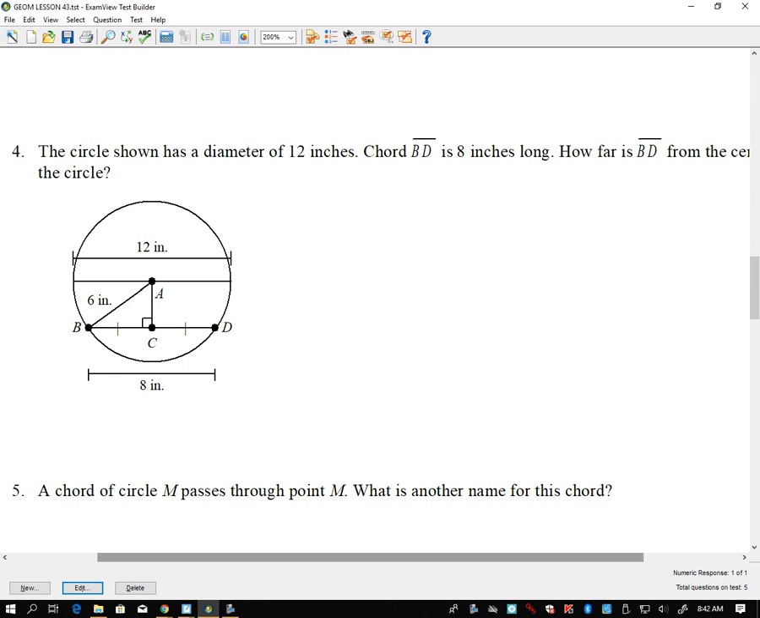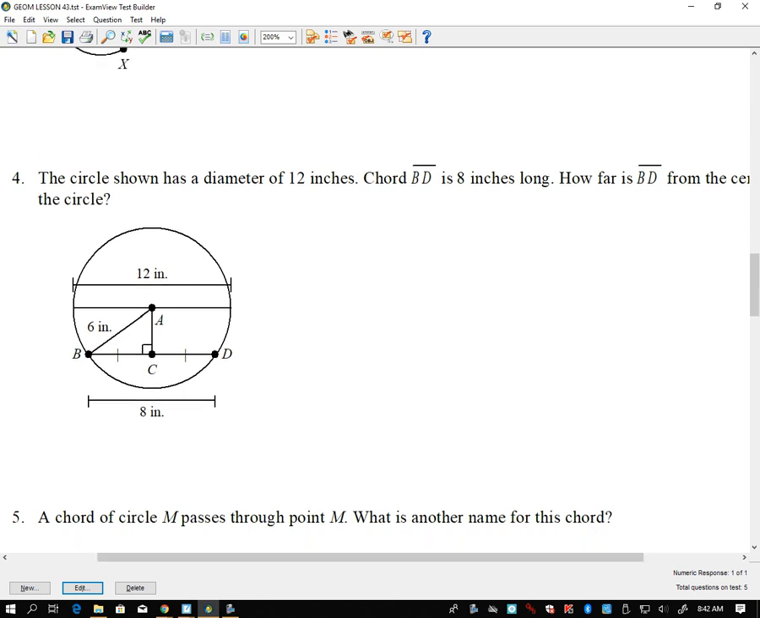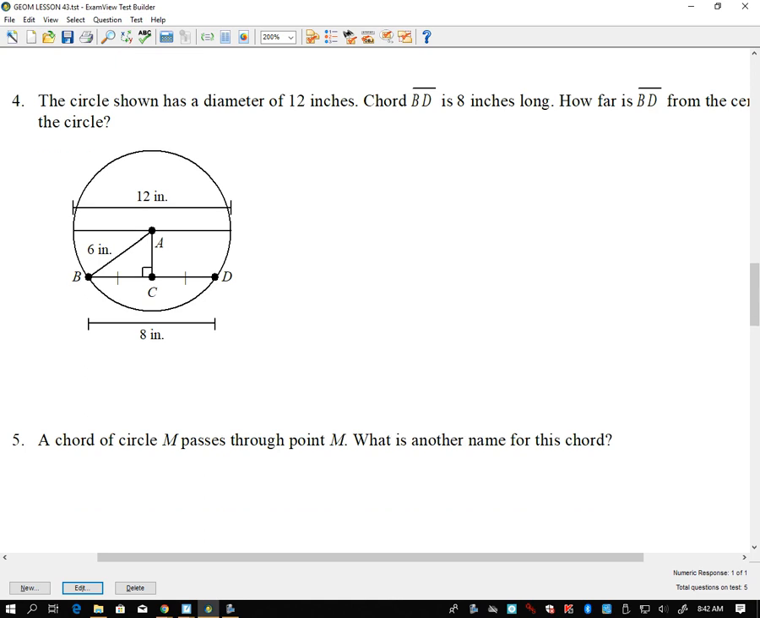What they're asking for is we want to solve, and again, I can't for some reason write on there. Let's see if it'll let me do it. Maybe not. All right, so we want to solve for AC.